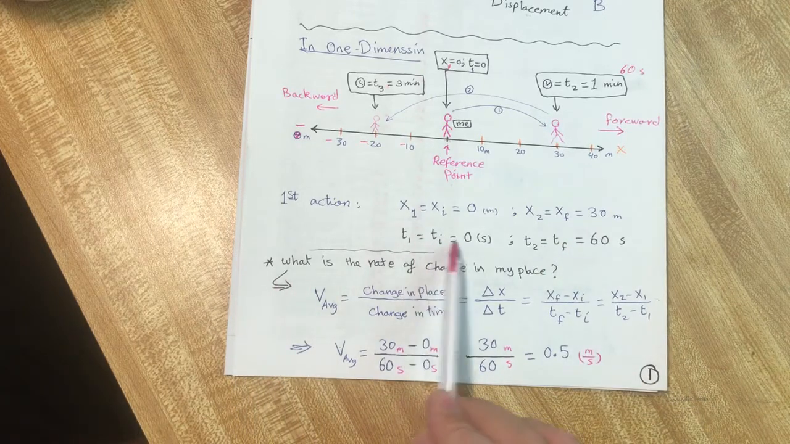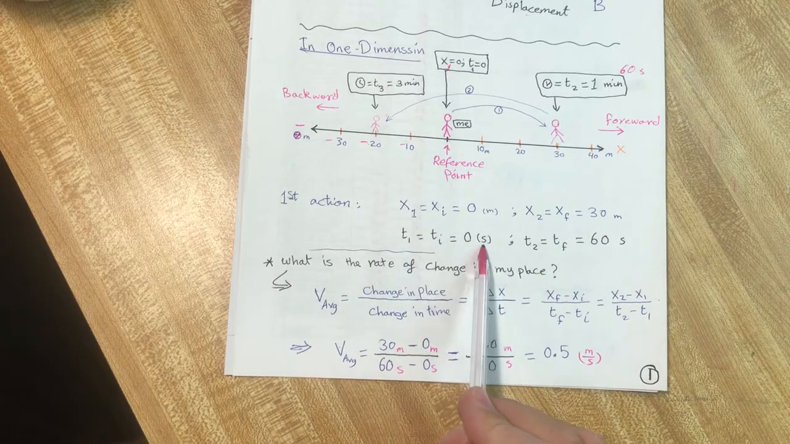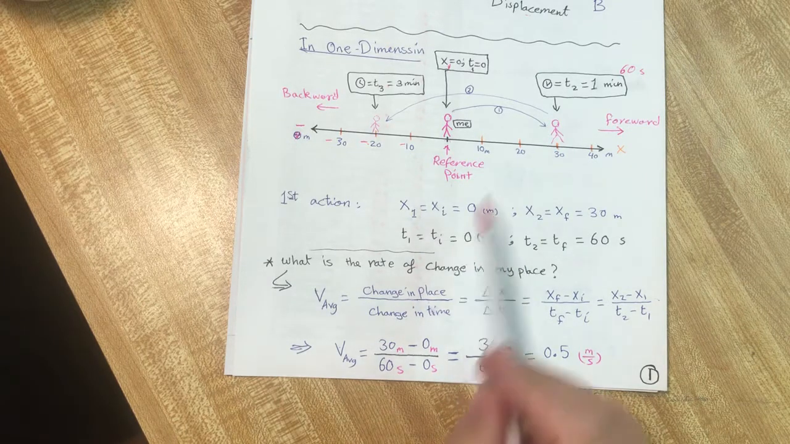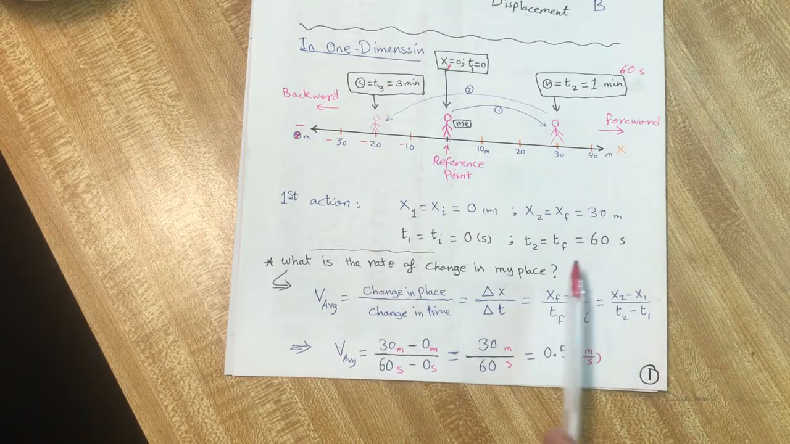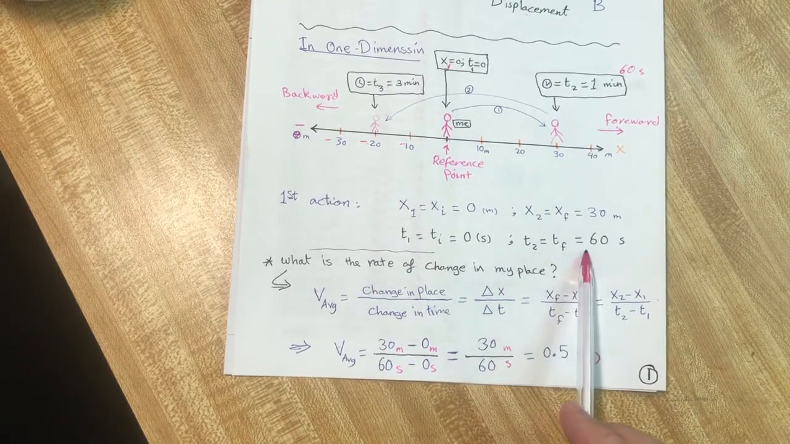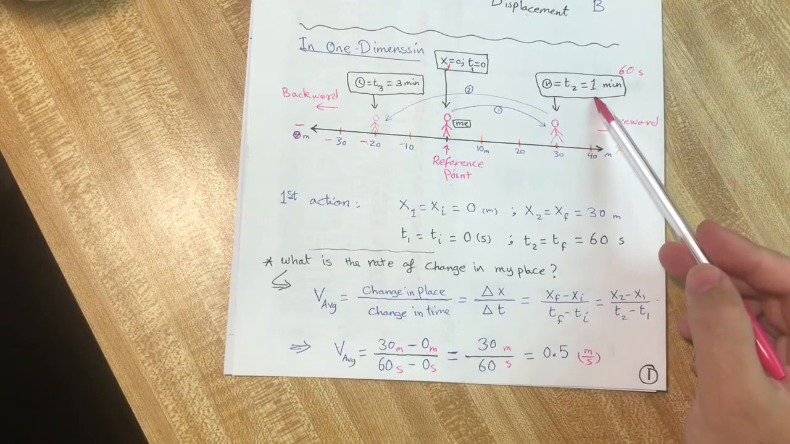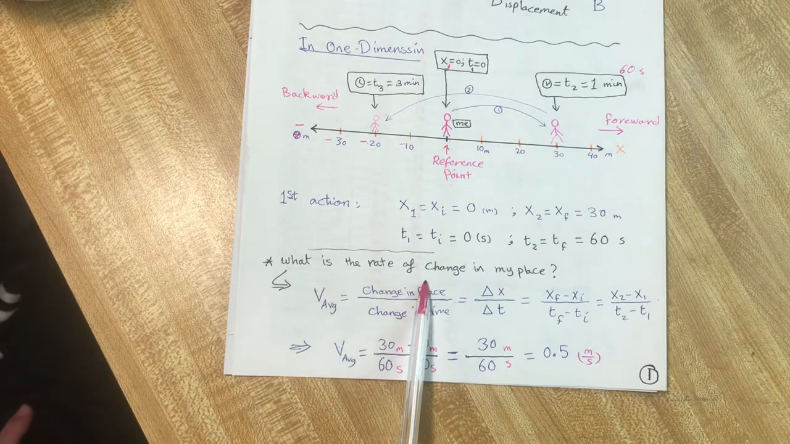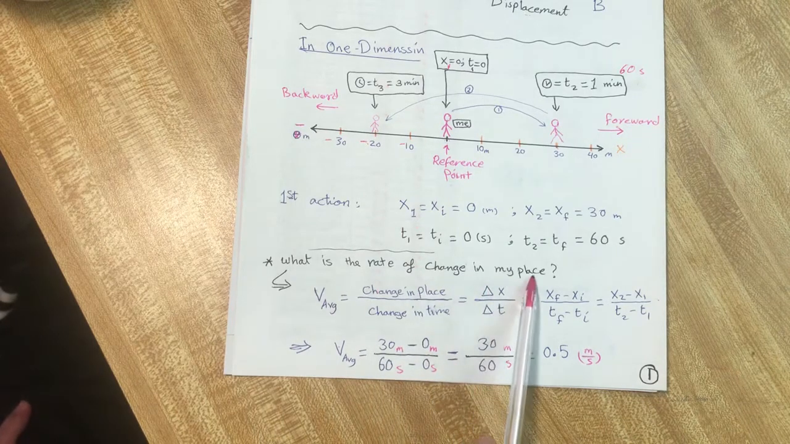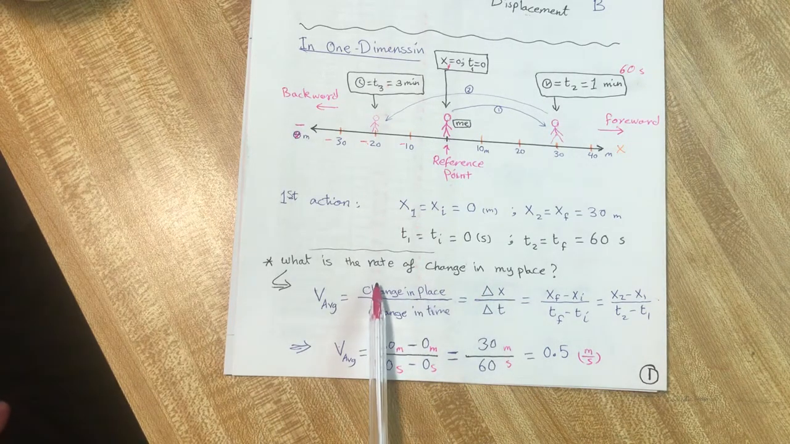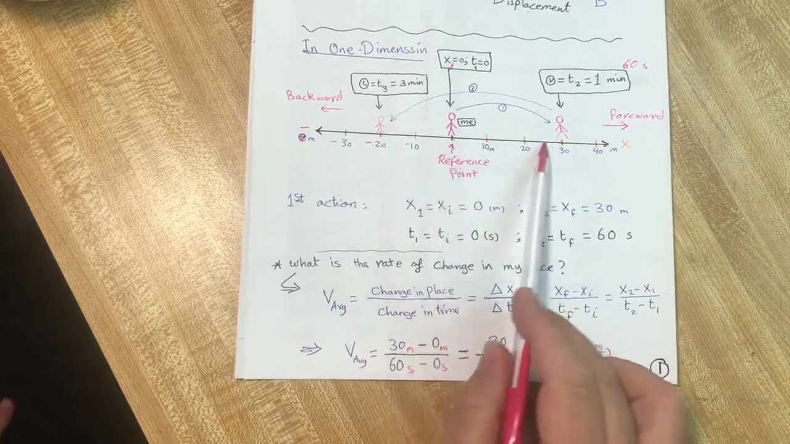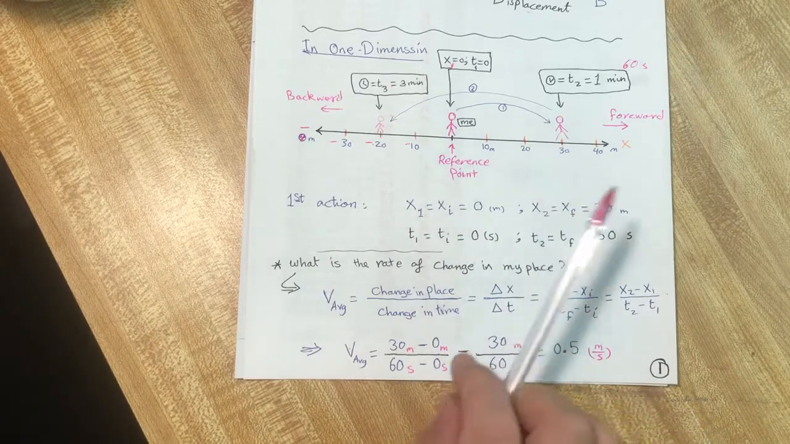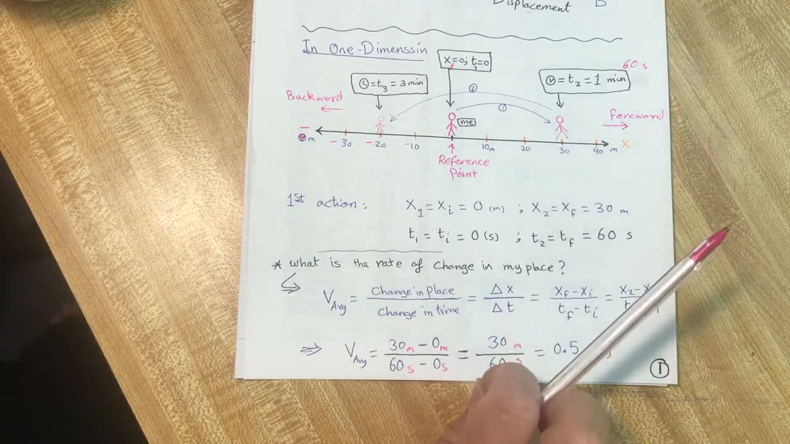The t initial, which is t1, is 0 seconds. In SI units, we need to use the seconds and meters. We don't need to use the minutes. And t final, which is t2, is 60 seconds, which is 1 minute. Now, it is important to know what is the rate of change in my place. What is my speed or velocity? Speed and velocity are different things. We will talk about them.